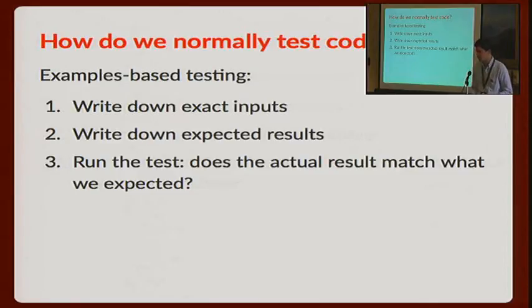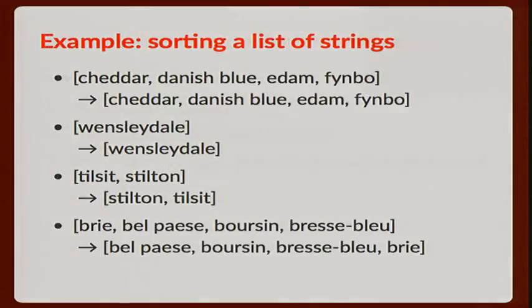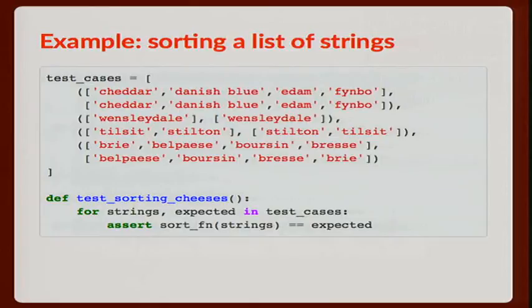As a simple example, let's say I want to sort a list of strings. I could write down a collection of some lists of strings. I write down what they sort to. And then I can write a test that goes through the test cases one by one and checks that the list really does sort to what I expect. Hopefully people are familiar with this style of testing. It's quite a common pattern.